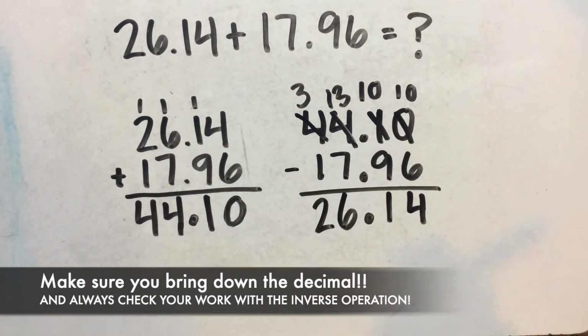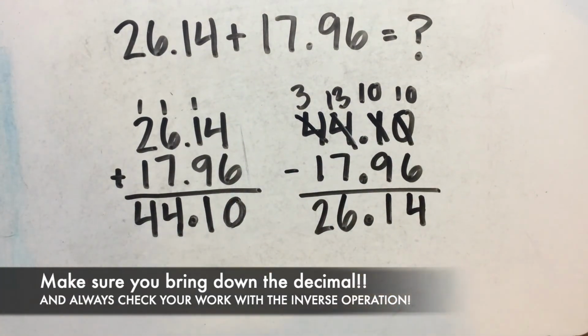And there we go. We have it. Our problem checks out. And that's how you add and subtract decimal numbers.